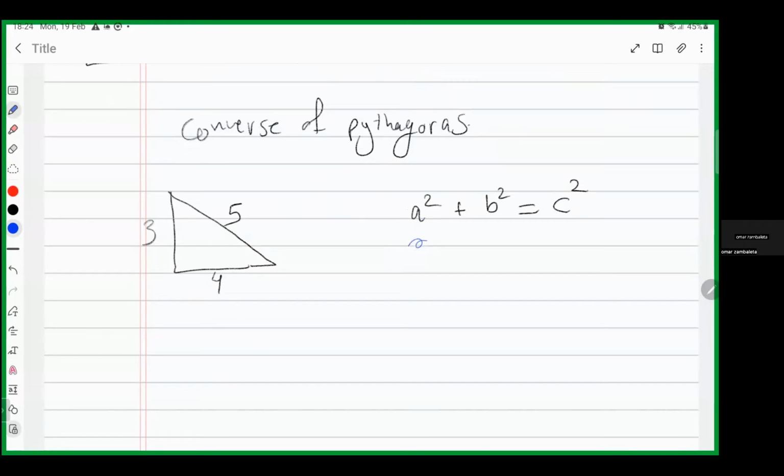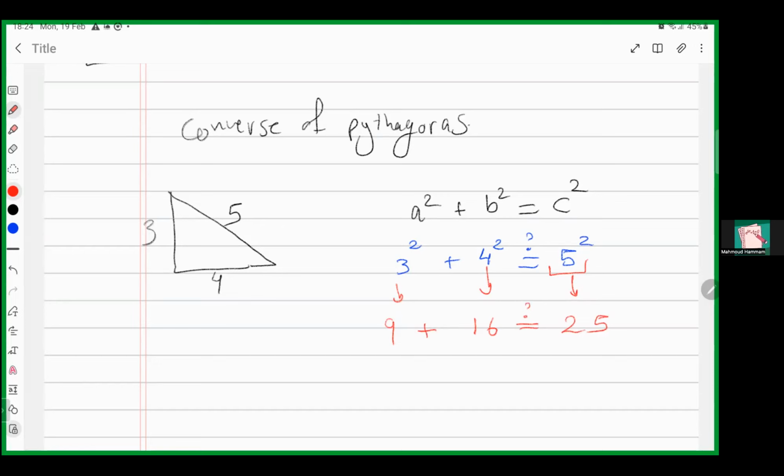So for example, 3 power 2 plus 4 power 2. And we want to know, is it equal to 5 power 2 or not? We always put the bigger number on a side alone. 3 power 2 is what? 9. 4 power 2 is 16. And 5 power 2 is 25. Let's see, 9 plus 16, is it equal to 25?